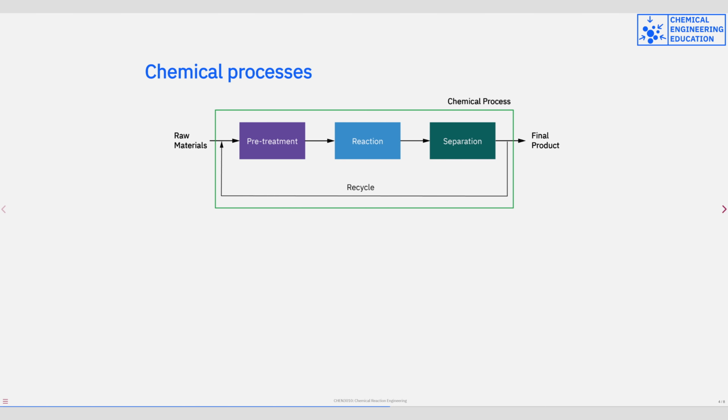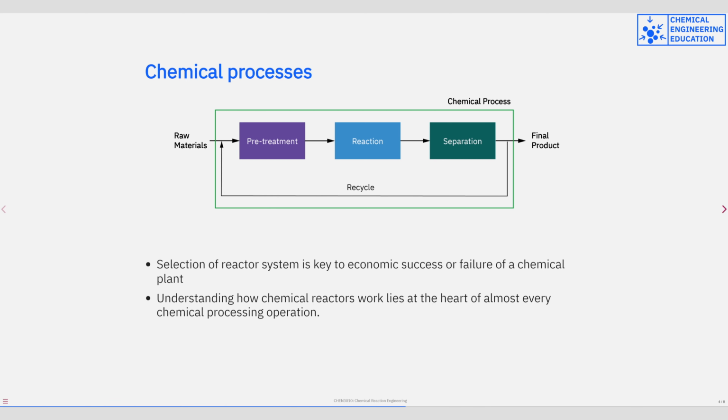The economic success of any chemical process is critically dependent on the design of the reactor. It requires a delicate balance, minimizing the cost associated with the reactor itself while also accounting for the expense involved in the treating of materials after the reaction has taken place. Therefore, understanding how chemical reactors work lies at the heart of almost every chemical processing operation.